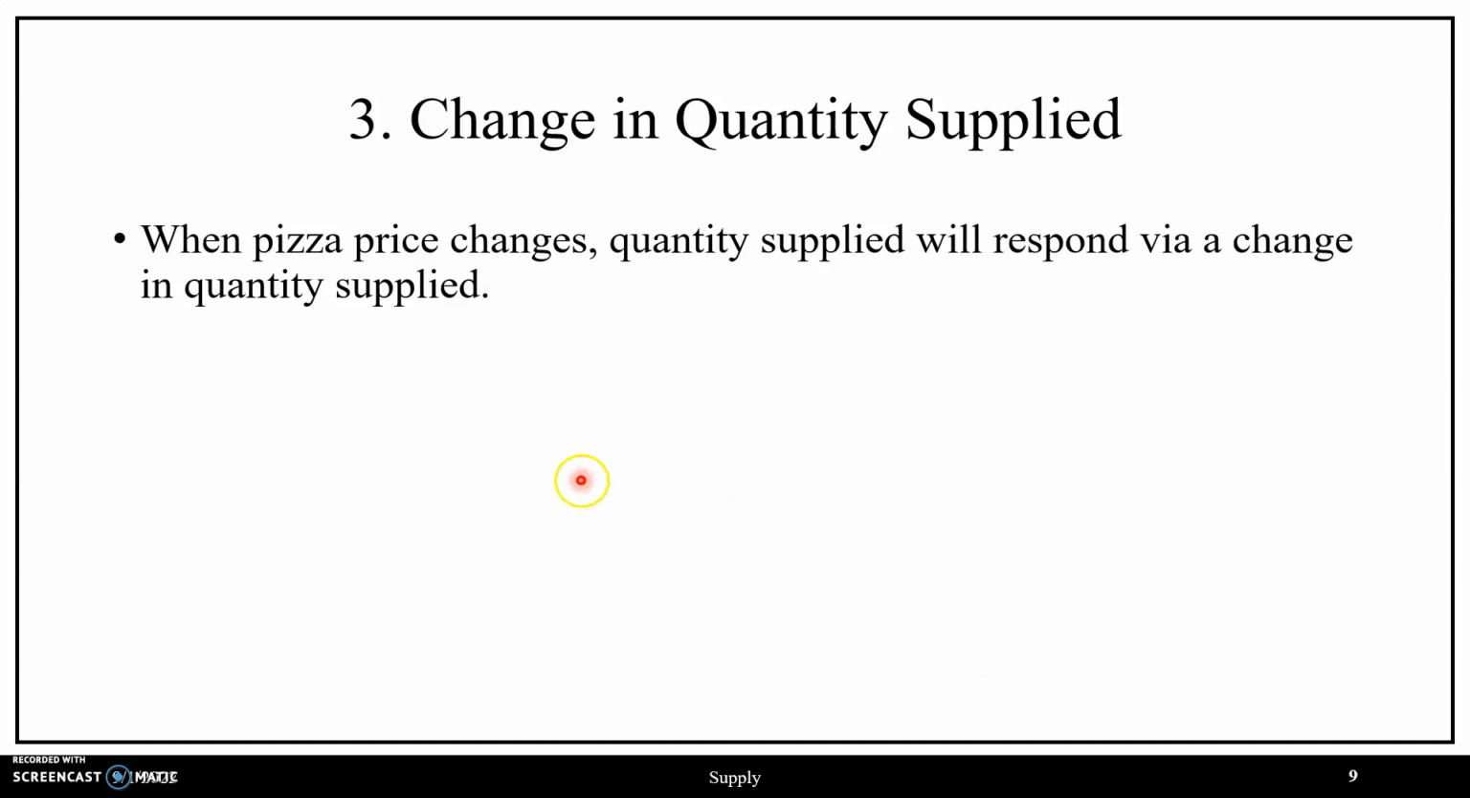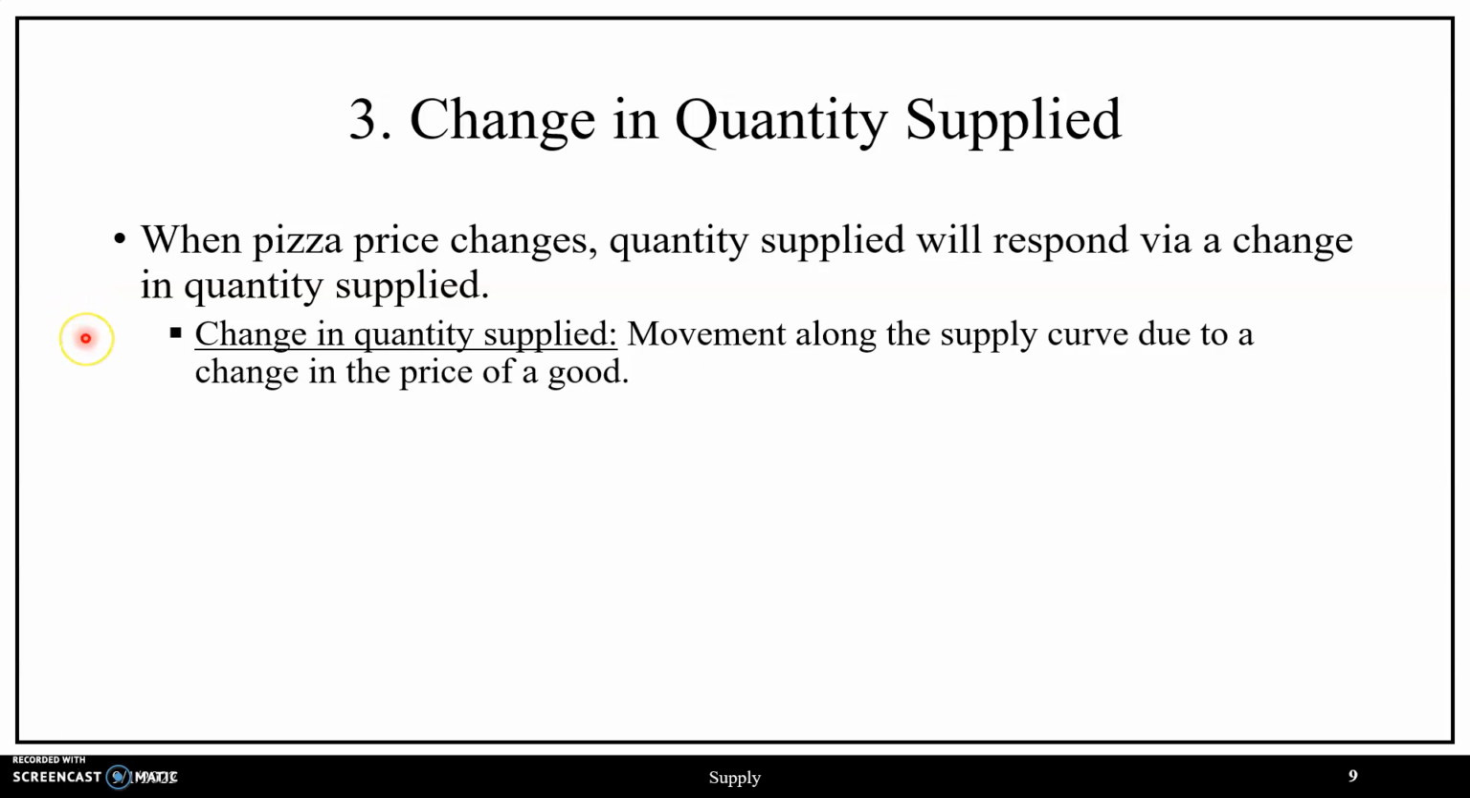So now that we know that there's a positive relationship between price and quantity supplied, when we're given a supply curve, a particular price point, and quantity that's being supplied, we would like to be able to visualize actual responses from the firm when price changes. So to do this, we can look at a change in quantity supplied, which is movement along the supply curve due to a change in the price of a good.